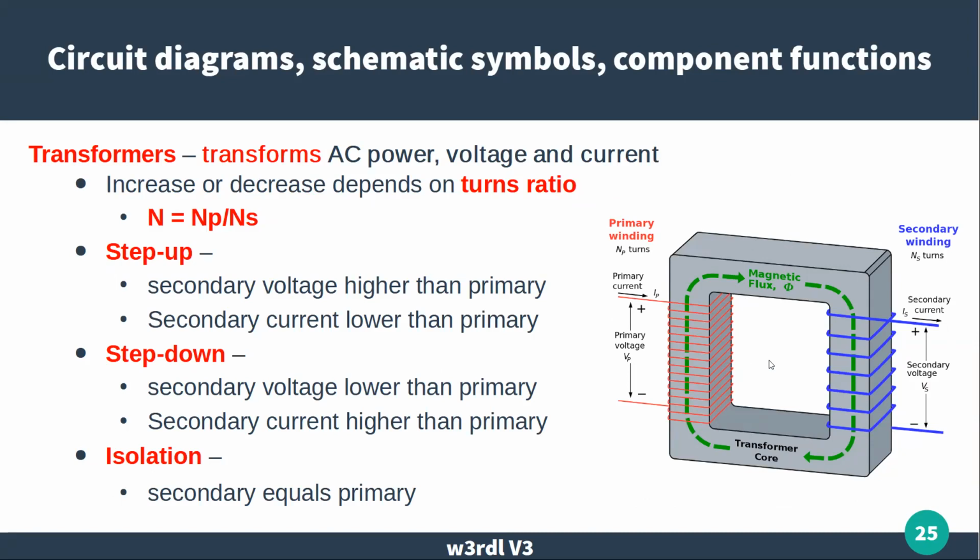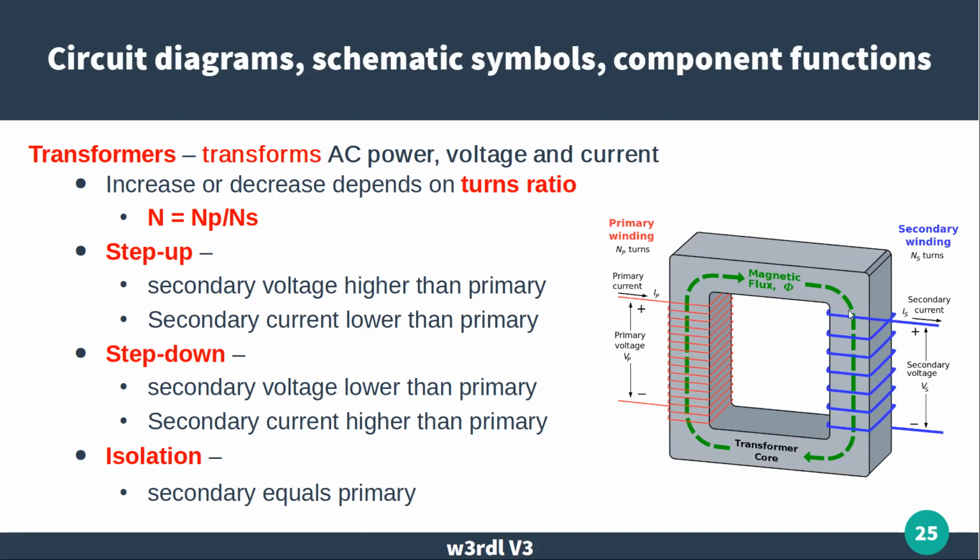So you can isolate your house AC voltage from whatever's on the secondary through that transformer. They don't have a common ground. You're less likely to get electrocuted that way. So it can be used as a step up or a step down or isolation. And the turns ratio is what determines whether it's a step up or step down or an isolation.